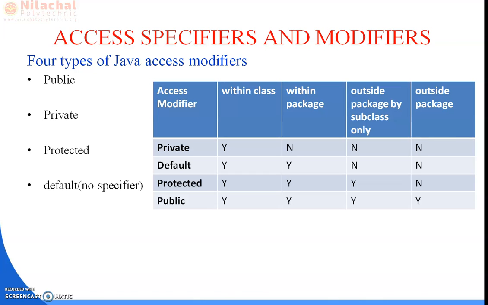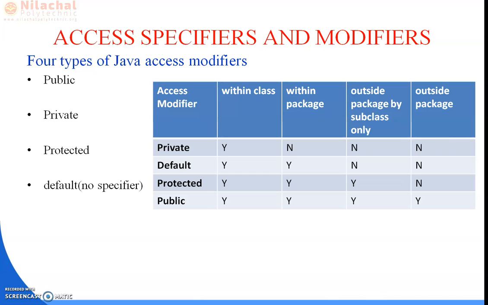When we come to the default access modifier, we can access it within the class and within the package, but outside the package by a subclass, and outside the package, we cannot access it. When we come to the protected access modifier, we can access it within the class, within the package, and outside the package by a subclass, but we cannot access it outside any package.